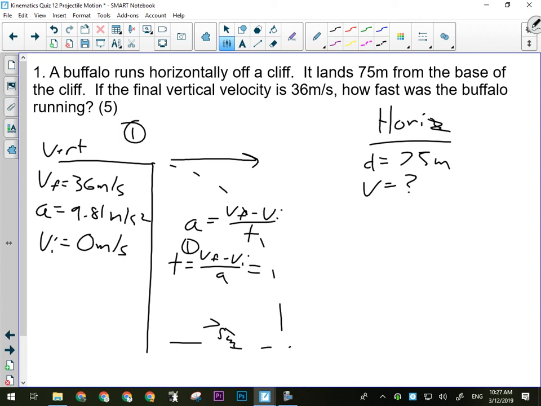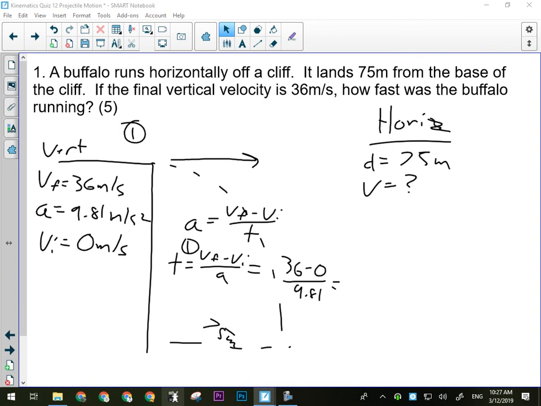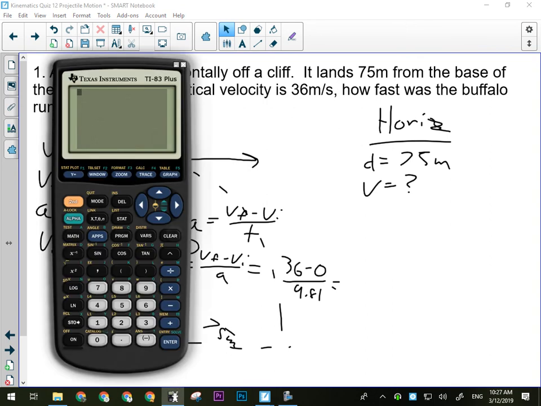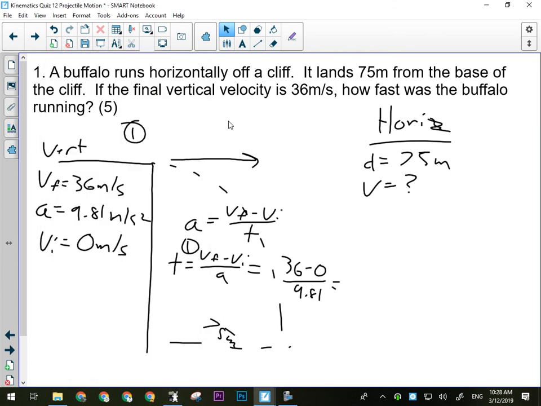Calculating our time will look like this: 36 minus 0 over 9.81. So really, it's just 36 divided by 9.81. So we are looking at 3.669 seconds. So we'll give them 1 mark for having the correct time, 3.669 whatever seconds. All right, so we're up to 3 marks.